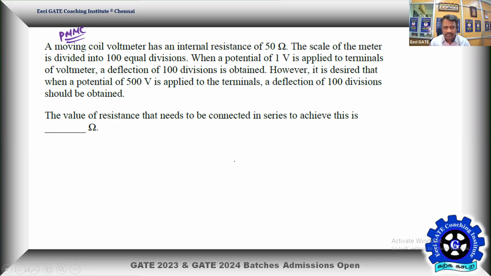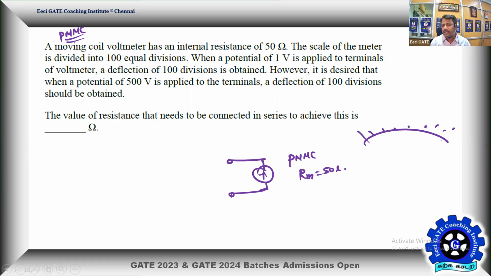Let me visualize the given statement so that it's easy later. I have a PMMC voltmeter having internal resistance, the meter resistance, equal to 50 ohms. Then the scale of the meter is divided into 100 equal divisions. So I have the scale, going for 100 divisions.